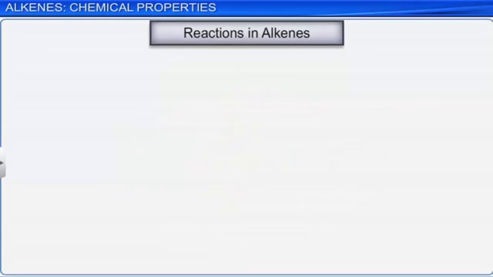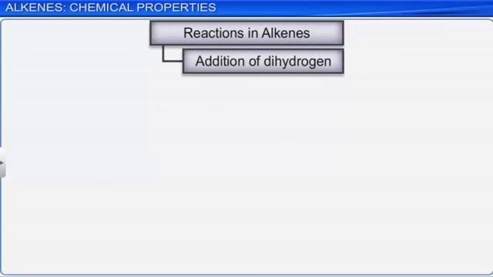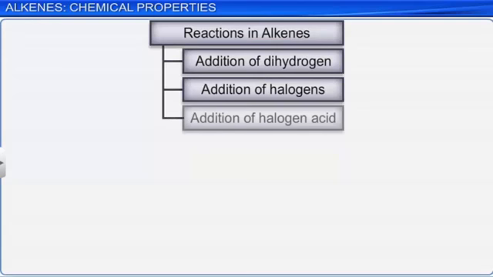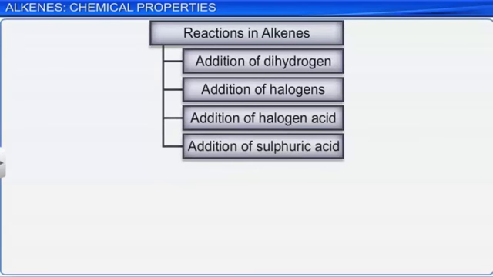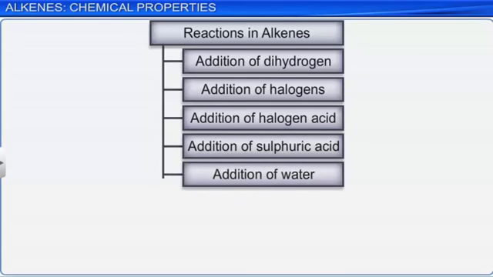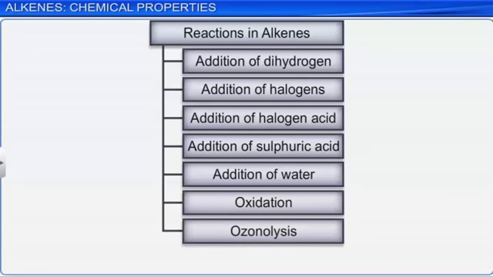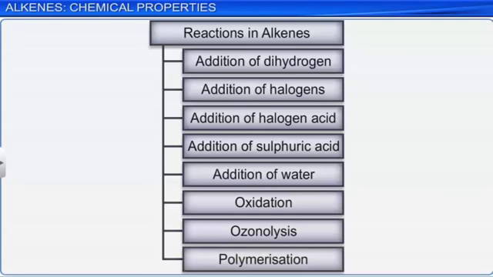Let us study the following reactions in alkenes. Addition of dihydrogen, addition of halogens, addition of halogen acid, addition of sulfuric acid, addition of water, oxidation, ozonolysis, polymerization. Let's start with addition of dihydrogen to alkene.